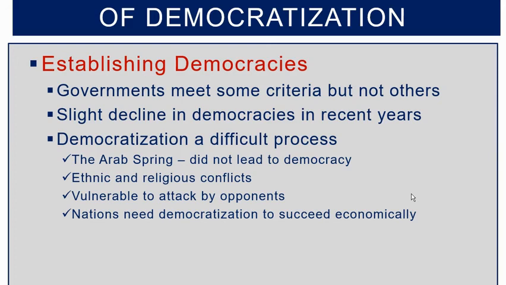There are ethnic and religious conflicts, such as in Iraq, where you have three ethnic groups, the Kurds, the Shiites, and the Sunnis, who struggle for control of the government, and it's been very challenging to bring democracy there because they don't trust each other. So that's been a problem. It's vulnerable to attack by opponents in that process, and nations need democratization to succeed economically. In order to be successful economically, they need to be more democratic, but it's just difficult to make that happen in some countries, in some parts of the world.